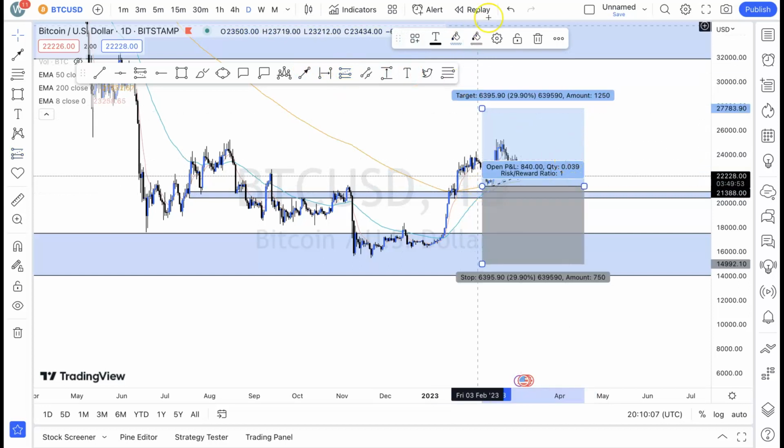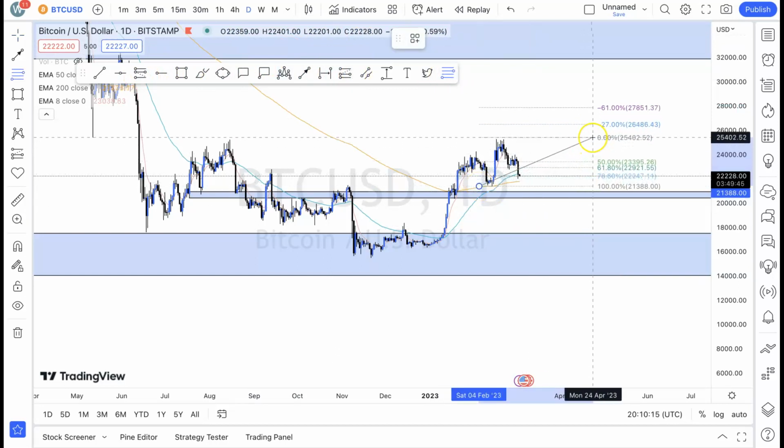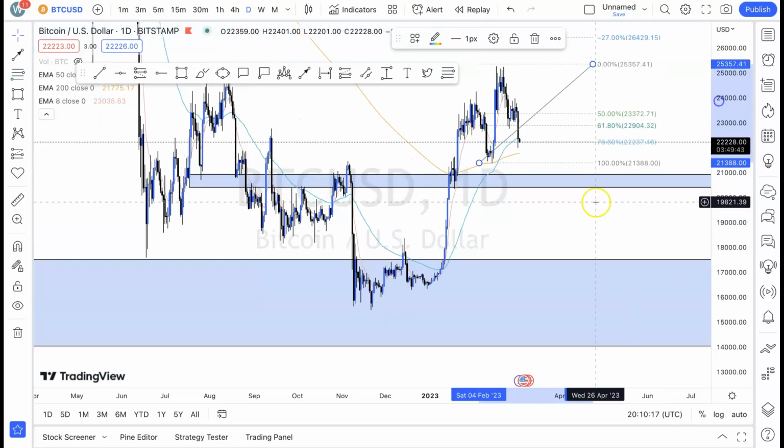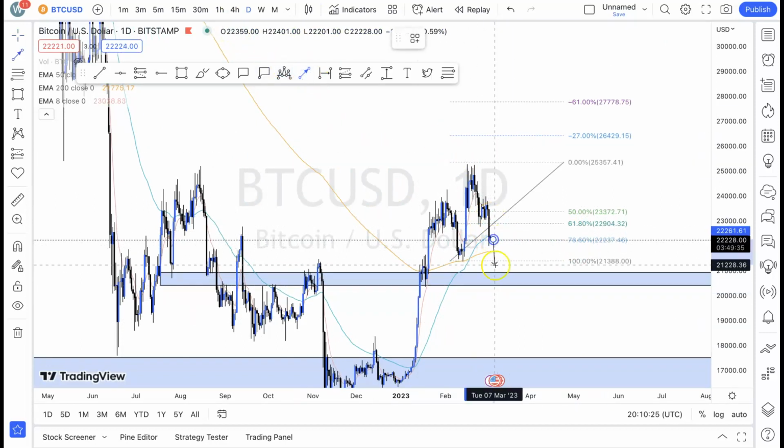I have my bullish, I have my Fibonacci drawn, right? I'm expecting it. 78.6. Remember, if you've gone through the course, this is your golden Fib here. So it looks to me like price is going to come into this zone, then pull up.